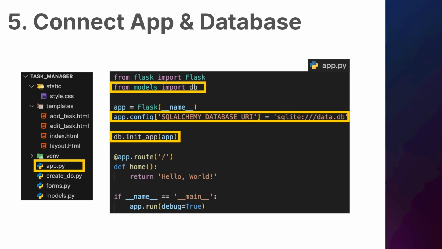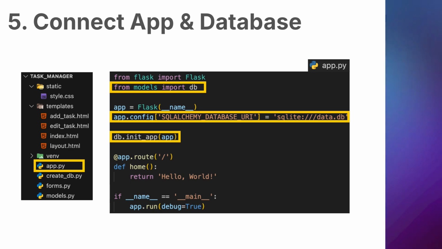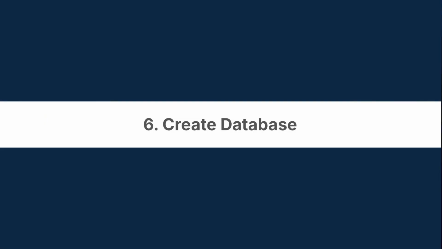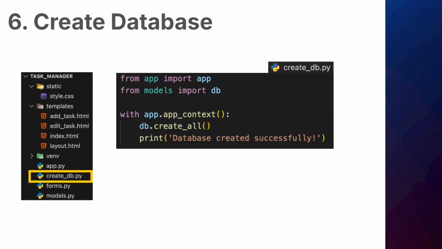Next, let's generate a database. Step 6, create database. Now your Flask application and database model are connected. Now let's generate a database from them. Open your create_db file and write this code.